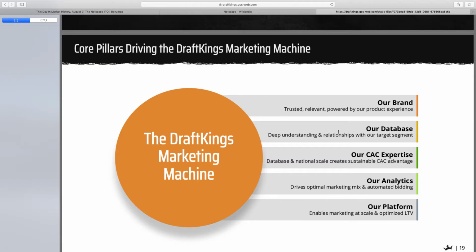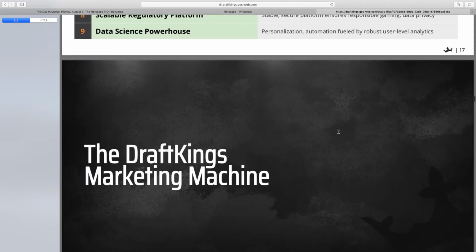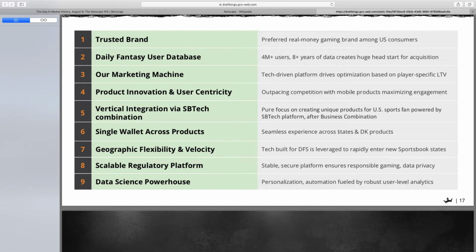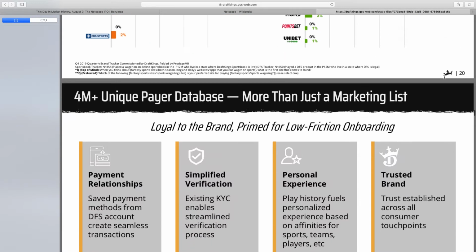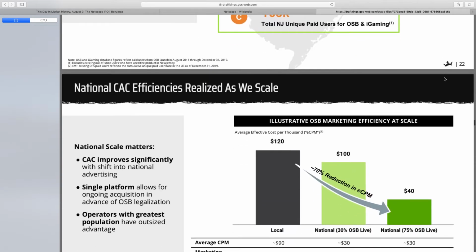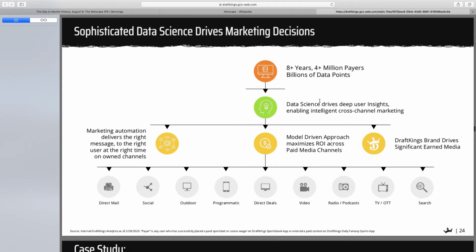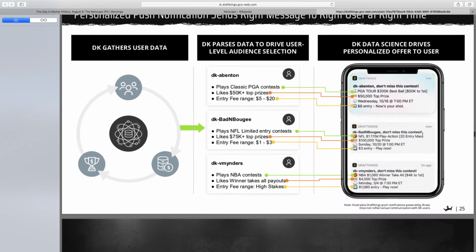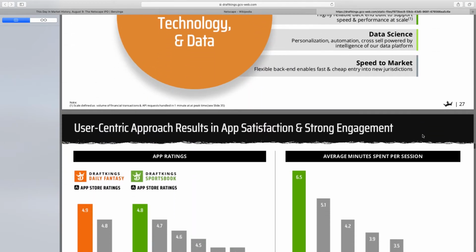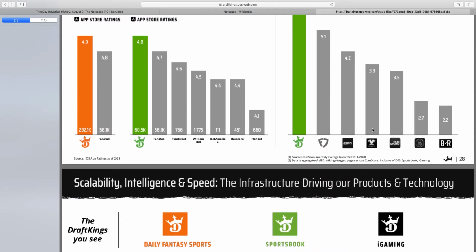Their analytics are developing, and they're getting all the data off their players on their mobile platforms. The daily fantasy user base is 4+ million users with 8+ years of data. It creates a huge head start for acquisition. The tech-driven platform optimizes player-specific LTV. We're going to show you some more of the data points here. Marketing automation delivers the right message to the right user in their own channels. And DraftKings just acquired SB Tech in this merger with Diamond Eagle, basically trying to grow this thing.